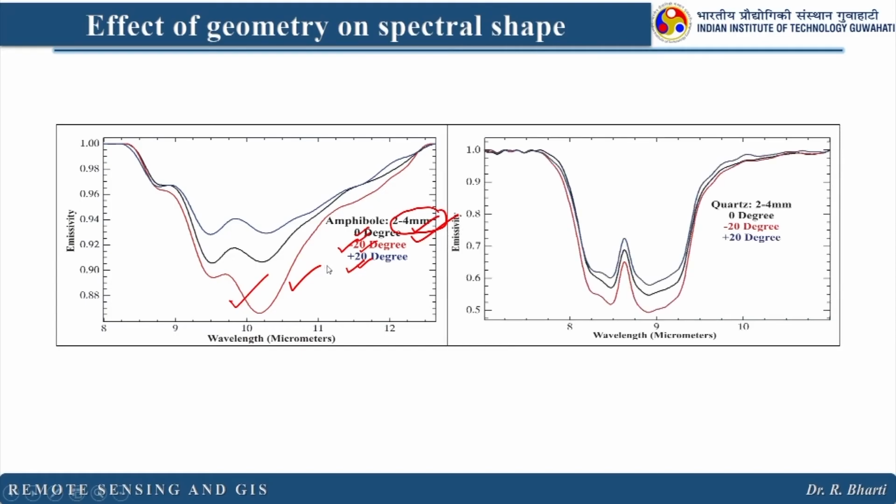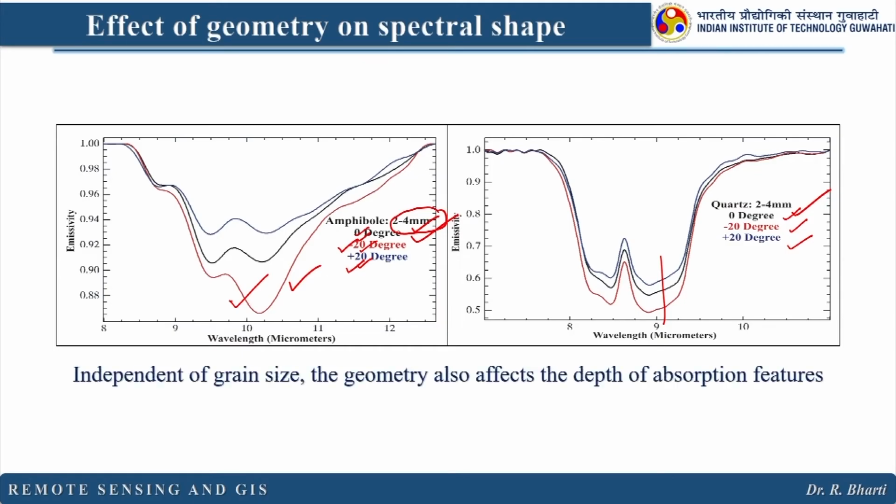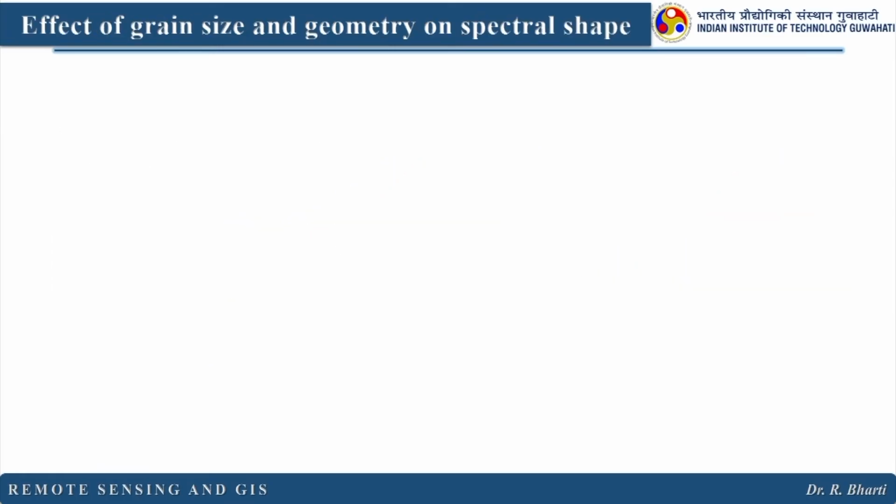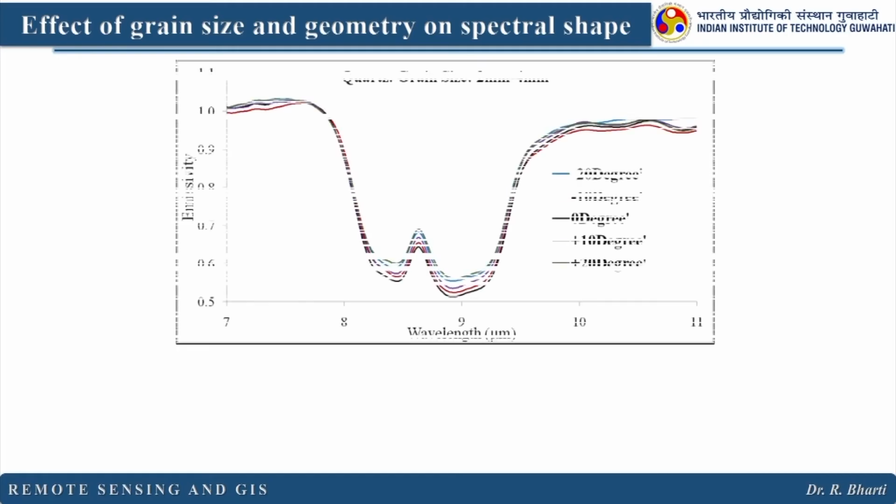In another experiment where we have used quartz 2 to 4 mm and again 0 degree, minus 20 and plus 20, we have got this spectra. Again there is a change or a shift in the intensity. So only the intensity is changing, right. So independent of grain size, the geometry also affects the depth of absorption feature. That is the result of this experiment.